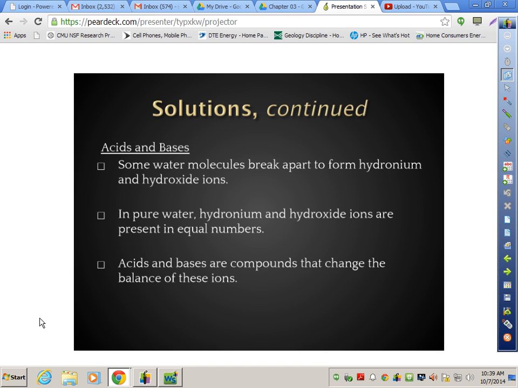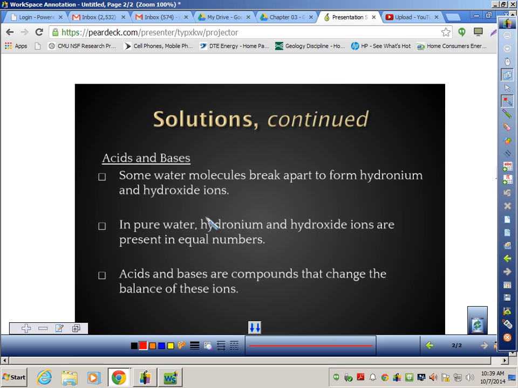So this leads into things dissolving in water and becoming either acidic or basic. Some water molecules break apart to form hydronium and hydroxide ions. If they do, they are said to be either an acid or a base. In pure water, hydronium and hydroxide ions are present in equal numbers. You need to know that a hydronium ion is H3O+, and a hydroxide ion is OH-. If I have extra hydronium ions, I'm an acid when I dissolve in water. When I have extra hydroxide ions dissolved in water, I am now a base. So acids and bases are compounds that change the balance of these ions.